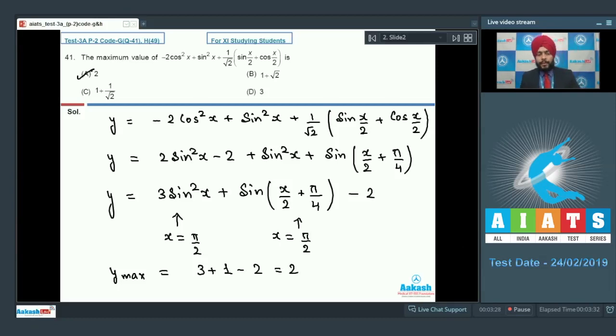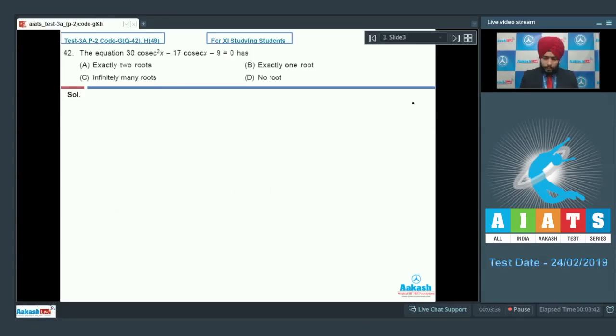Very simple question. Let us move on to 42. Question number 42 says that the equation 30 cosecant square x minus 17 cosecant x minus 9 equal to 0 has how many roots? So students, we know that cosecant x is there in the question, so we can obviously write it as 1 upon sin x, because if cosecant x is there, sin x cannot be 0.